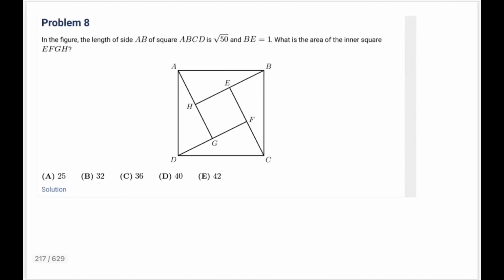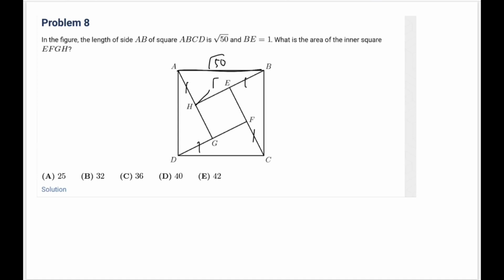Problem number 8. In the figure, the length of side AB of square ABCD is root 50 and BE is 1. So this is also 1, 1, 1. And then what is the area of the inner square EFGH? Okay, so this is root 50 and this is root 1. So this should be root 49, and so this is root 49.